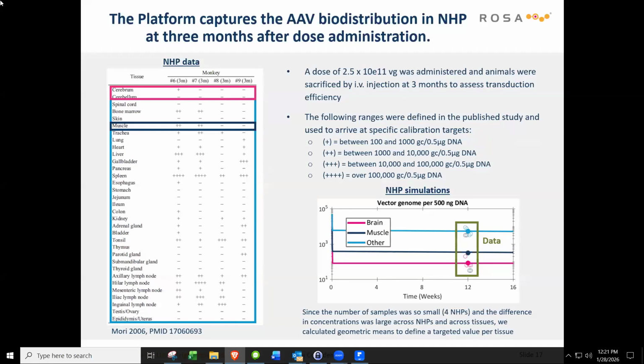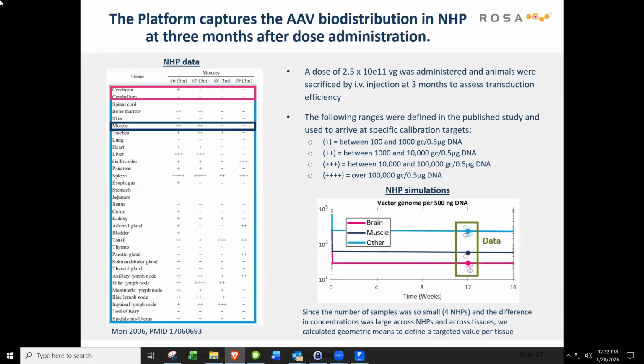The more symbols, the more concentration. But we can see these are ranges that cover one order of magnitude, so the differences can be high when you compare different tissues. Now, they had at least a range of concentrations for the specific tissues we were representing, brain and muscle.